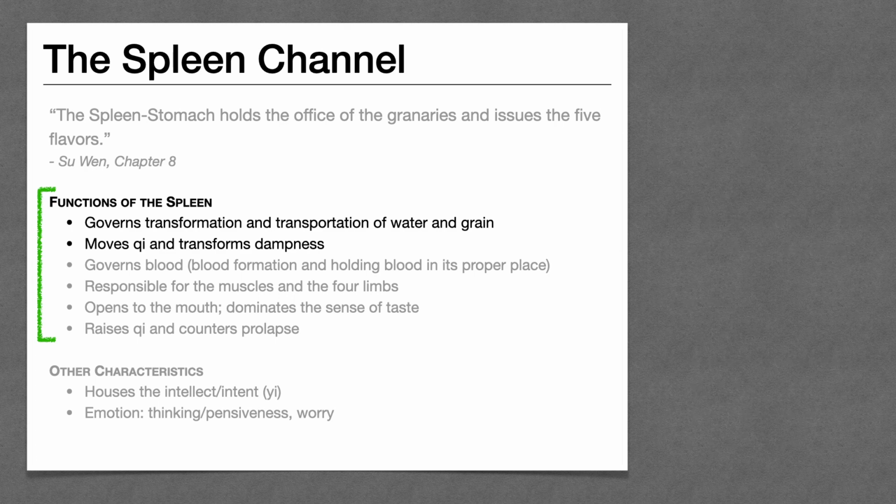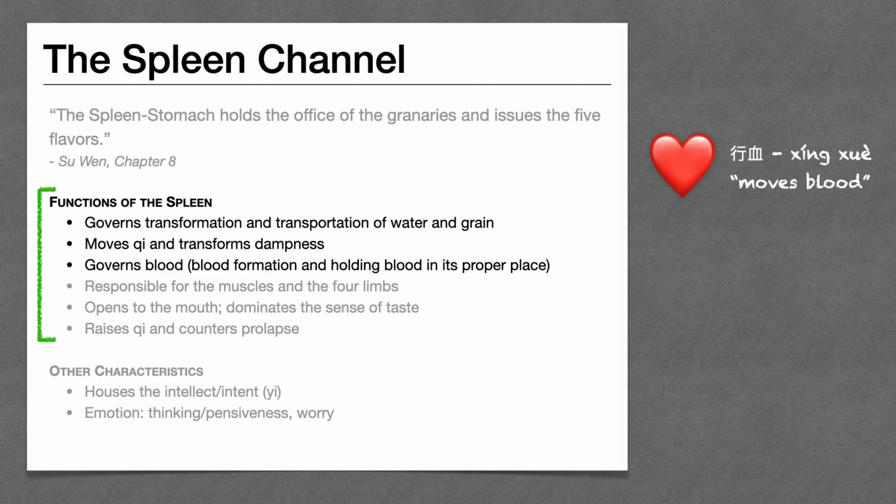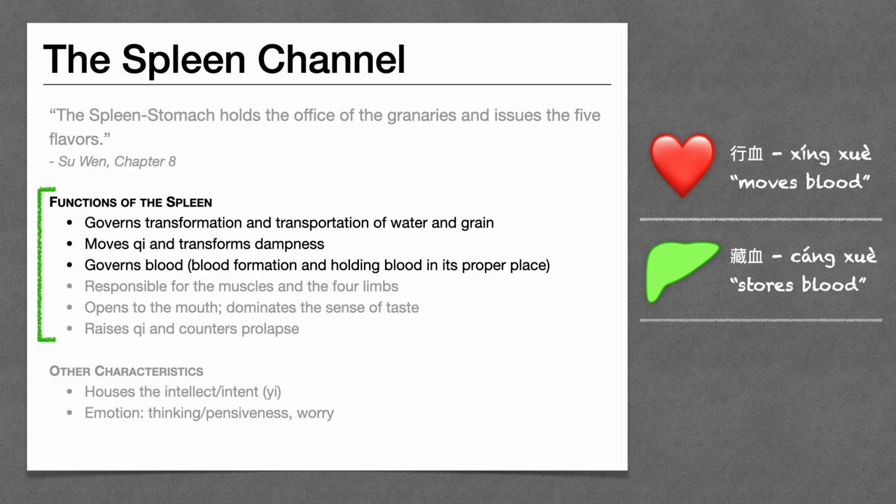Next, we see that the spleen governs blood. Now, the Chinese term here is tong, so this might get translated as the spleen governs blood, manages the blood, controls the blood, or even unifies or unites the blood, depending on which book you're reading. One way to think of this is the heart moves the blood, sending it through the body, the liver stores the blood at the deepest levels, and the spleen governs the blood or manages how it interacts with the tissues of the body and brings it together into an interconnected system.